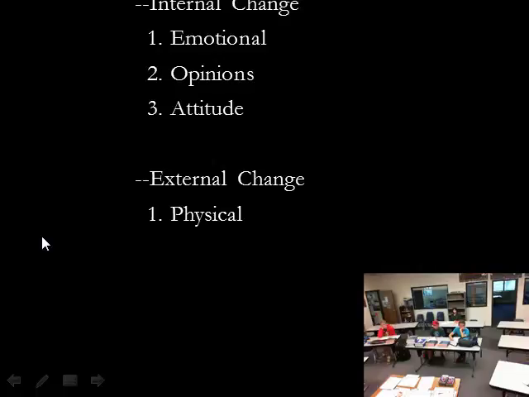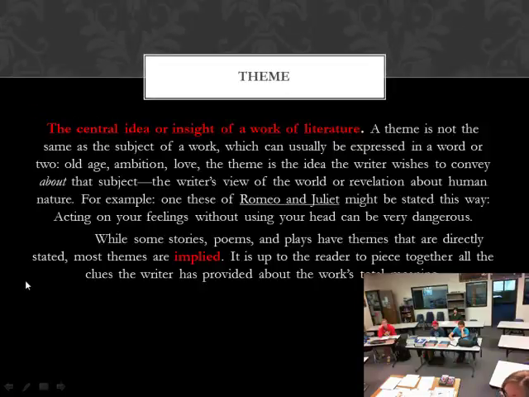Anyone have any questions about characters? Character is either dynamic or static. They're not both. A character is either round or flat. It's not both. But it can be a flat dynamic character or a flat round character. That's how you pair them up. So as you're going through, you should be identifying if your character falls into one of the two categories, and then can you pair any of them up.